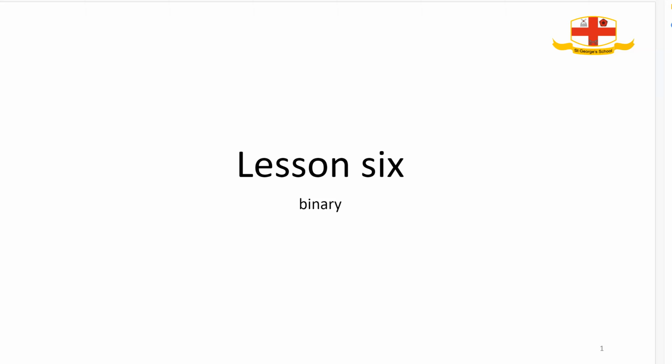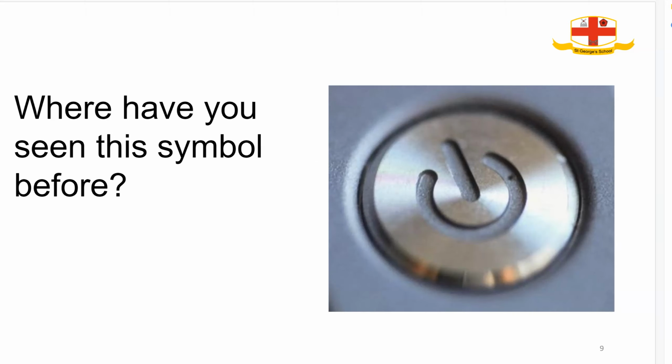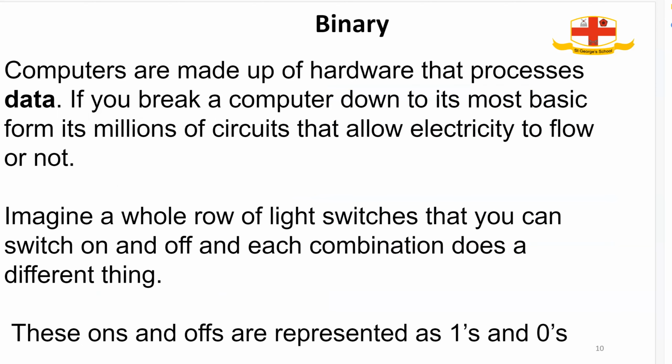So we started off the lesson saying, what is this? Where have you seen this before? Some people said on their games consoles, so Xbox, PS4, Switch, washing machines, dishwashers, ovens, remote controls, TV, the monitor in front of you in class, the computer as well. We see this everywhere. It just means on and off. So what we are going to talk about today is on means one and off means zero, which is called binary.